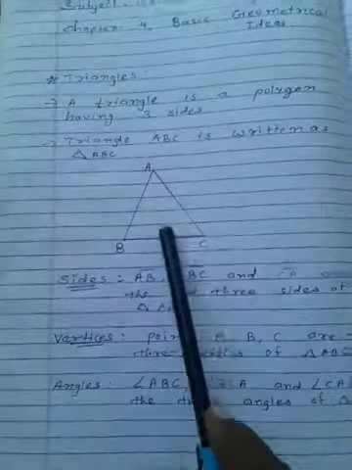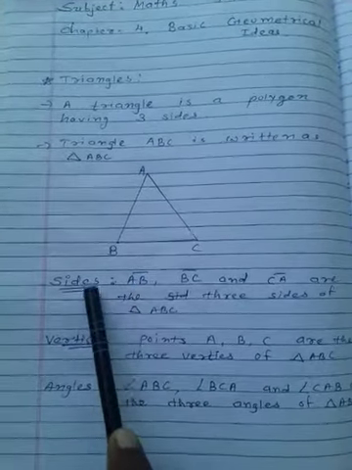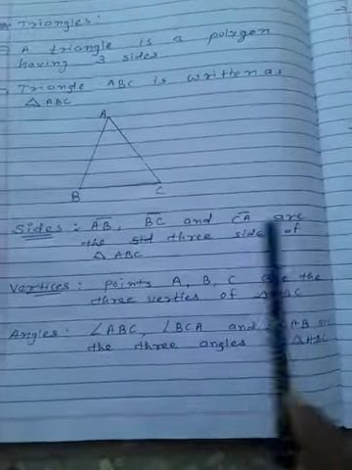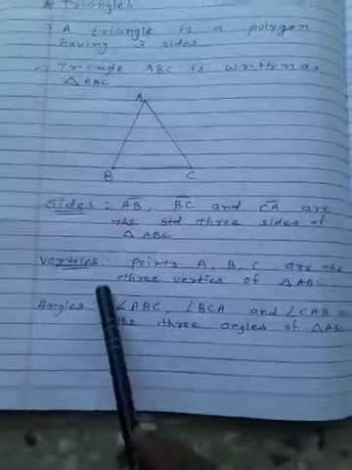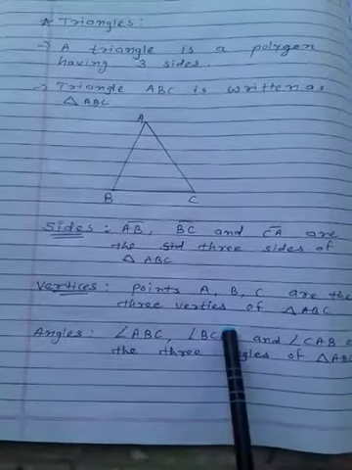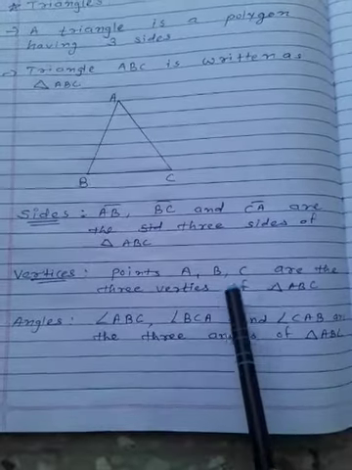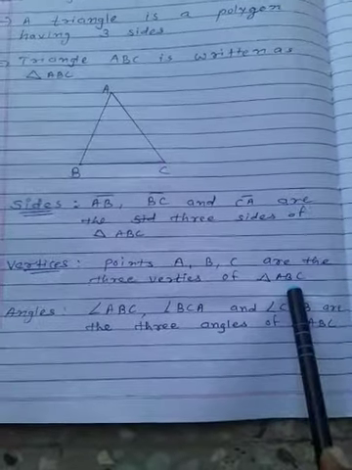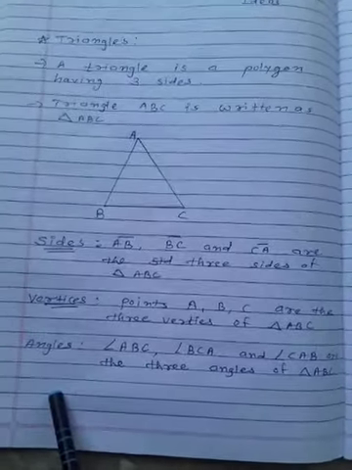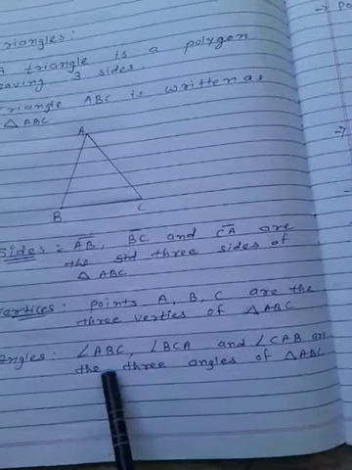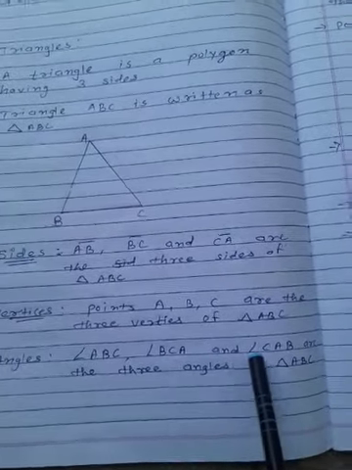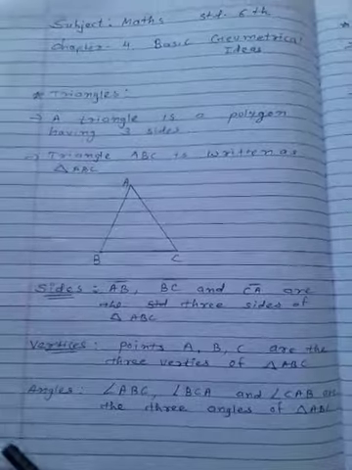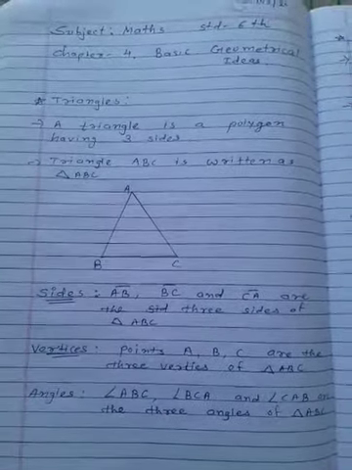Now in this triangle, how many sides are there? Sides AB, BC and CA are the three sides of triangle ABC. Now vertices, which are the vertices of triangle ABC? Points A, B, C are the three vertices of triangle ABC. Now angles, which are the angles of triangle ABC? Angle ABC, angle BCA and angle CAB are the three angles of triangle ABC. Up to this clear?